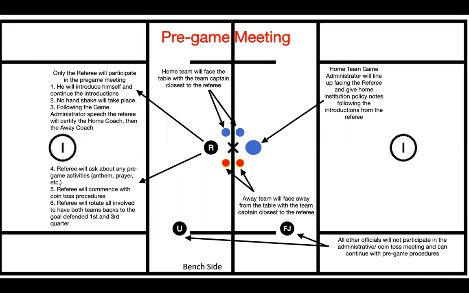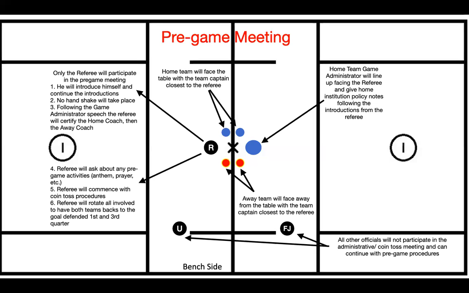So I'll go for the referee's description first. Only the referee will participate in the pregame meeting. He'll introduce himself and then continue the introductions. No handshake will take place during the game administrator's meeting. Following the game administrator's speech, the referee will certify the home coach and then the away coach. The referee will ask about any pregame activities such as an anthem or a prayer so that both the away coach also knows. And the referee will commence with the coin toss procedures following that.